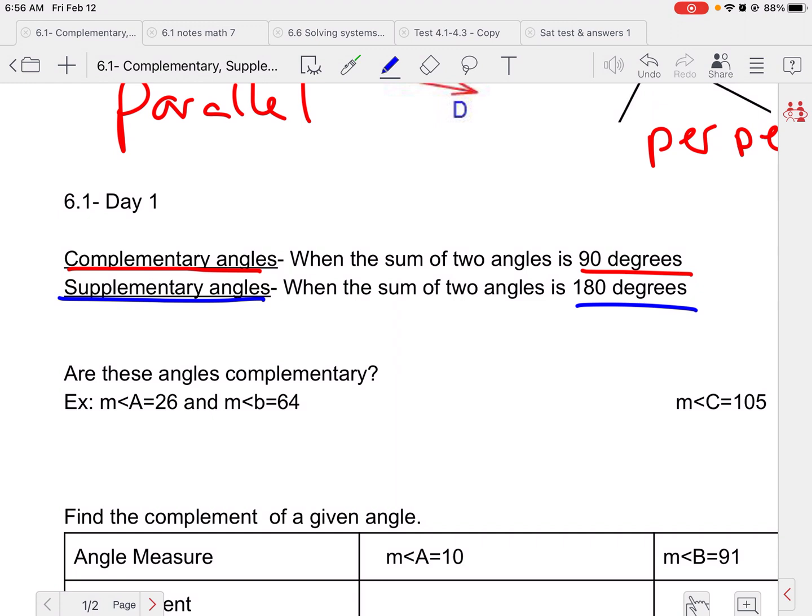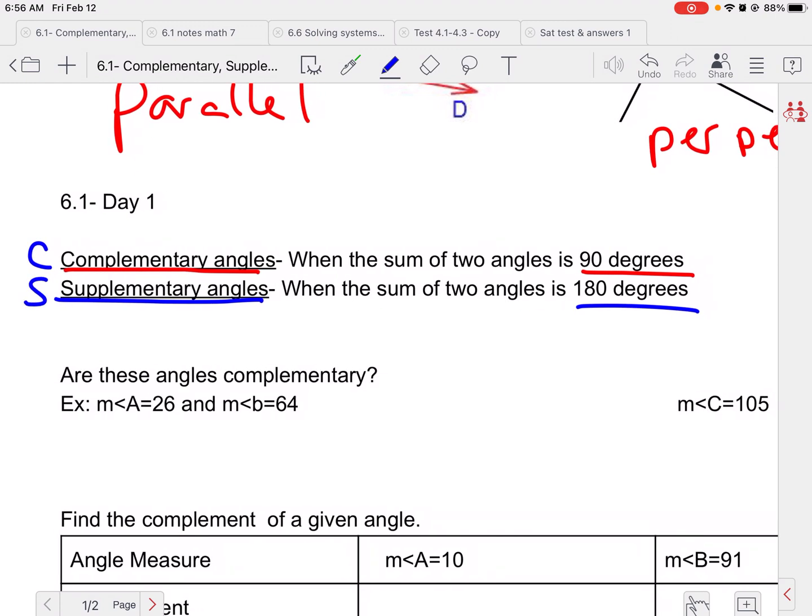Okay, now how I remember is complementary starts with a C and supplementary starts with S. They're in alphabetical order, and these are in numerical order. 90 is smaller than 180. Okay, if you can think of some other way to remember, great. We'll talk about it in class a little bit, okay?